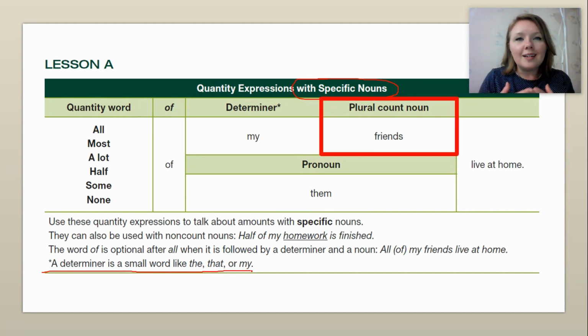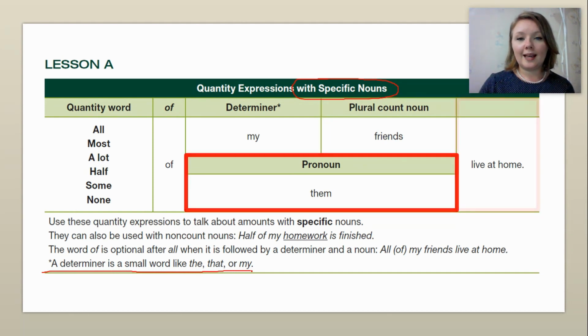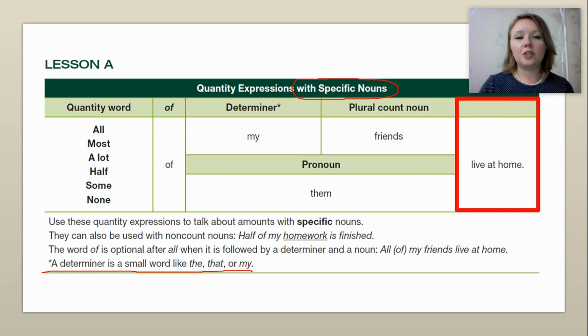A plural count noun like friends or them. And then the rest of our information. What are we trying to say? So let's look at this a little closer. Here, we're looking at quantity expressions with specific nouns.